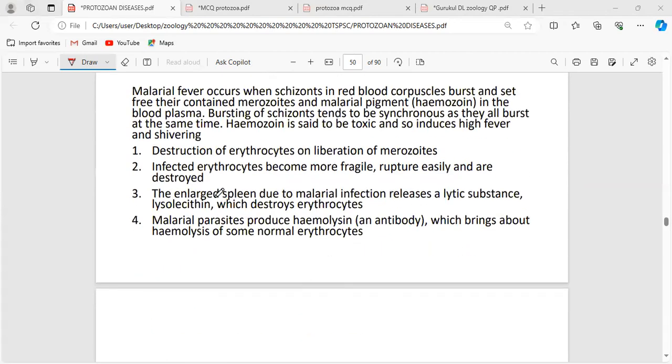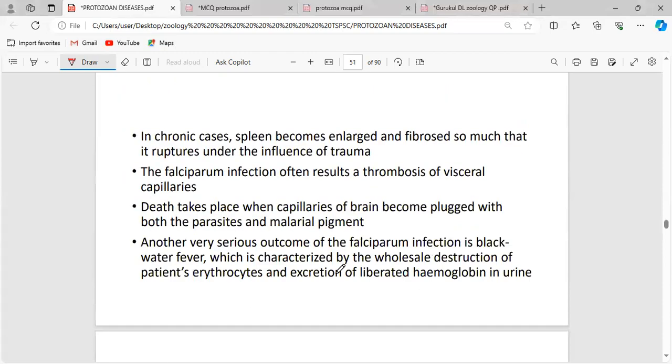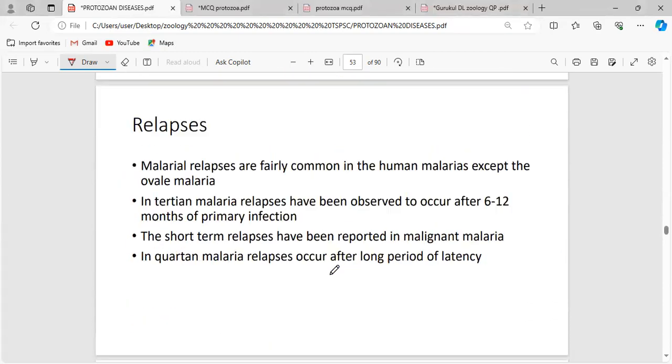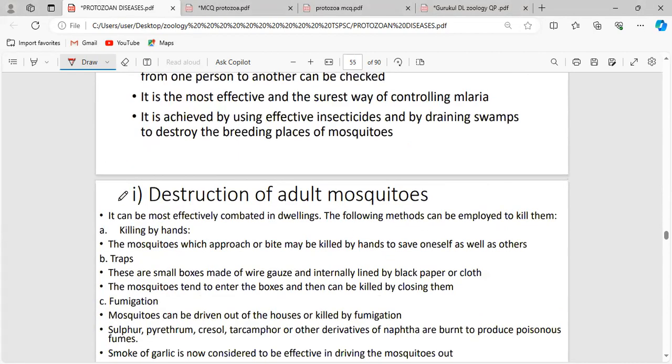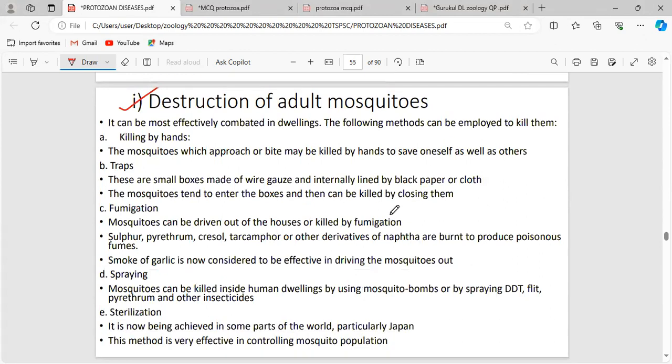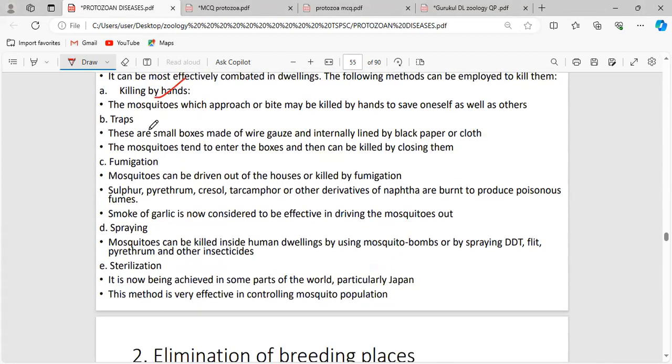Okay. And if you read this PPT, you can experience an easy thing. Everything I have explained before. How it has to be controlled means elimination and destruction of the vector. How can we destroy the adult mosquitoes? By killing by hands, which is the traditional method. Generally, when a mosquito bites, we beat the mosquito, and before we beat it, it flies away.